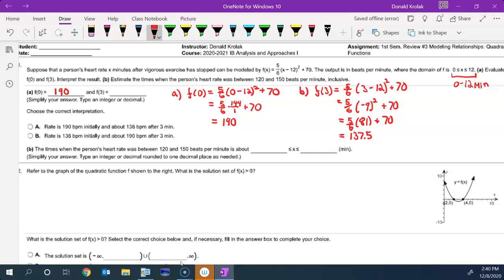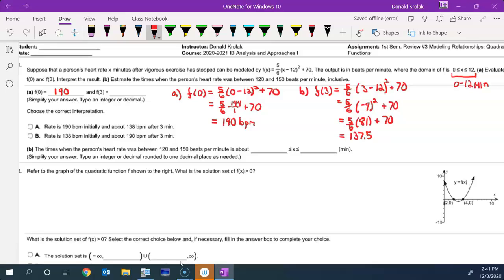So when we calculate F of 0, that means right when you finish exercising, this is your heart rate. So to get that value, I just plug 0 into our formula, and I get 190 beats per minute. Okay, which makes sense. Your heart rate would be high at the moment that you finished exercising.